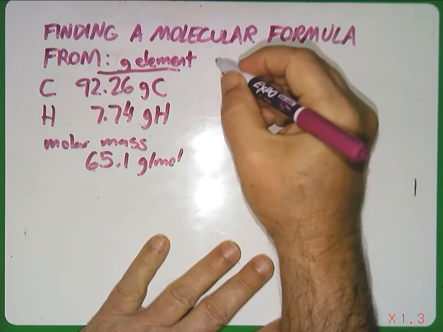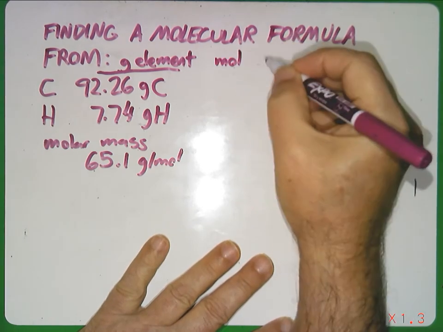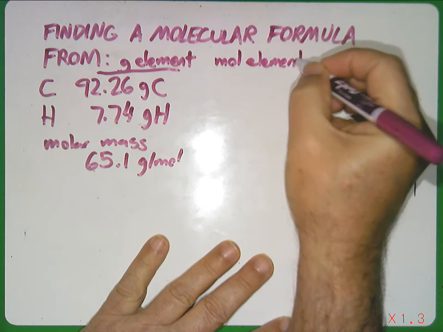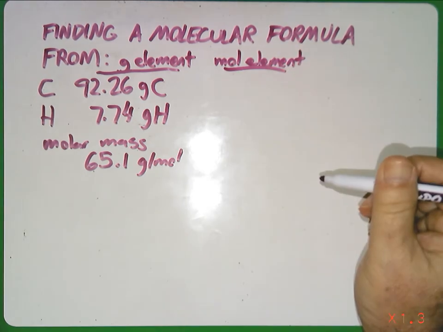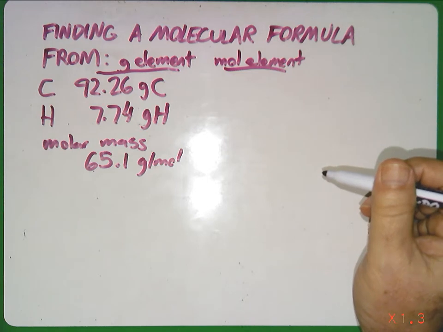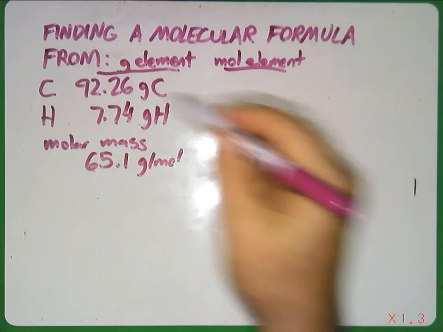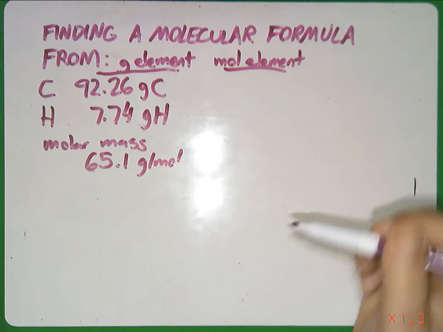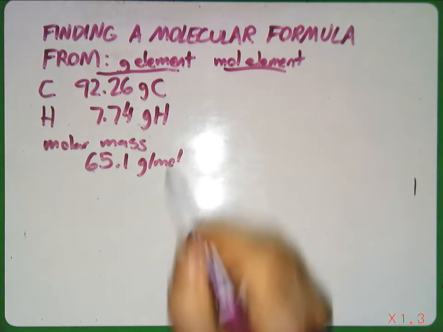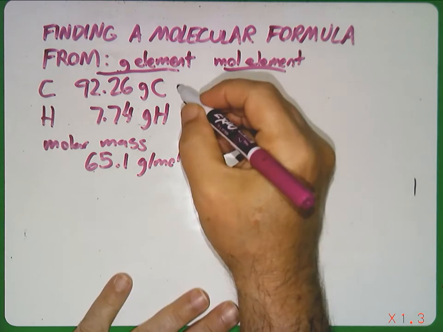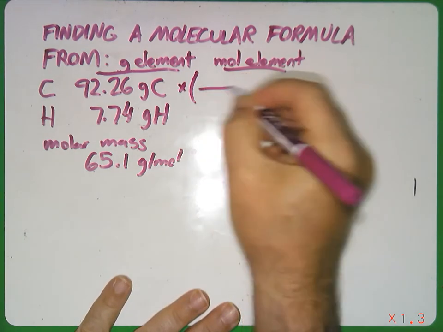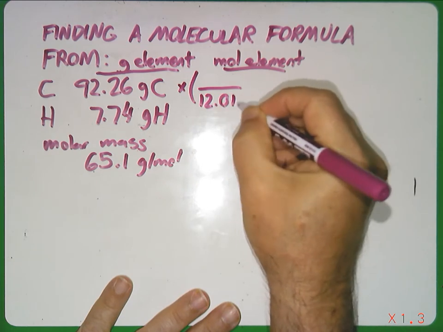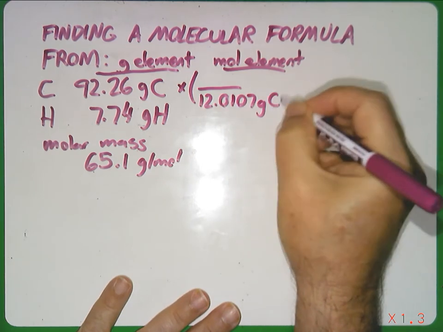Okay, the next thing I'm going to do is calculate moles of element. Why? Because the subscripts in the empirical formula are going to be mole ratios. So if I turn these gram amounts into moles, I can work with the moles then. So, what do I have to do? I have to use the molar mass as a conversion factor, and I'm going to use the full molar mass, not some rounded off molar mass.